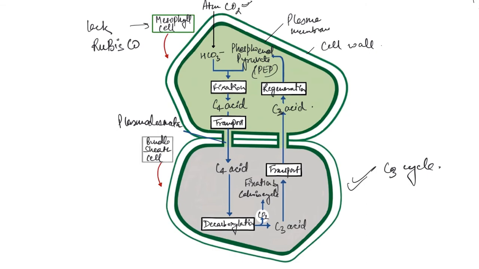So guys, I hope you have understood the entire concept of the C4 cycle and why it happens in the C4 plants, right? What exactly these plants are and how they are different from the normal C3 plants.